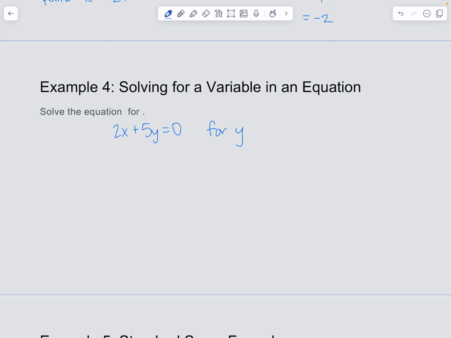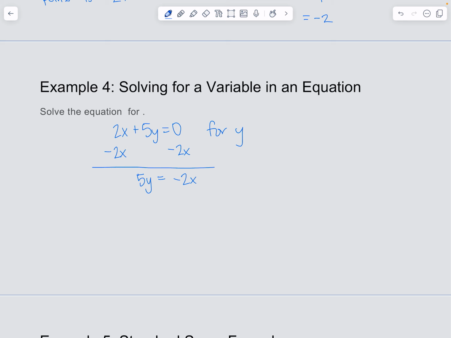Now we'll practice isolating a variable. Here we want to solve the equation 2x plus 5y equals 0, and we want to solve it for y. That means we want to get y all by itself. So the first thing we'll do is work the furthest away from the y, working our way in. We will want to move 2x first. So we'll do the opposite, which is subtract, and whatever I do on one side, I have to do the other. So we'll be left with 5y equals negative 2x.